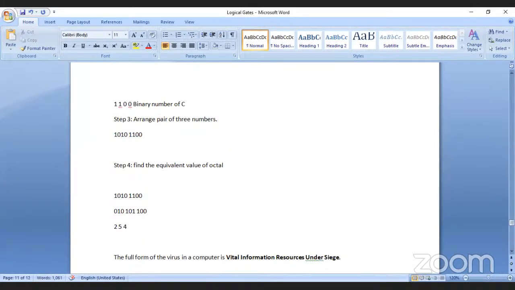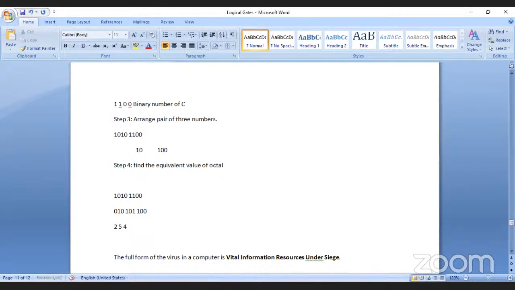Next, what do I have to do? I have to arrange the above numbers in pairs of three digits. First, we'll take from the left side only. So we'll see: 100.